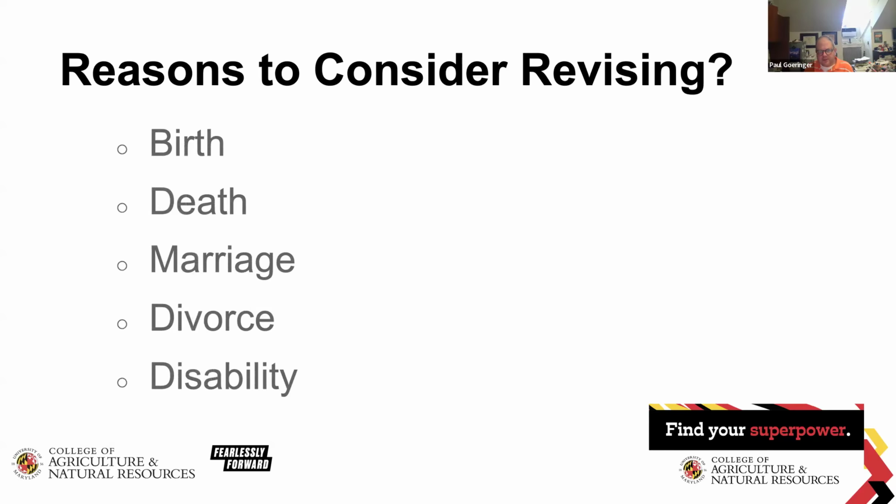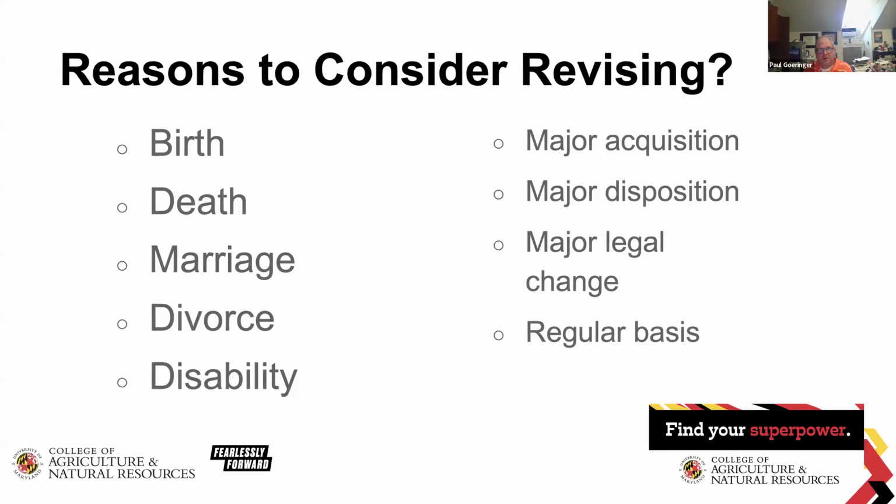So within this, we may have a birth, death, marriage, divorce, disability. So all reasons we want to consider changing. Buy something big, get rid of something big, have a major legal change. And honestly, we're just going to want to set aside time to do this on whatever basis you want to do it that we call regular. Is it every year we meet and talk? We may not change anything, but have a plan for how often we're going to check in to make sure everything's working out with the way we've laid out the succession.